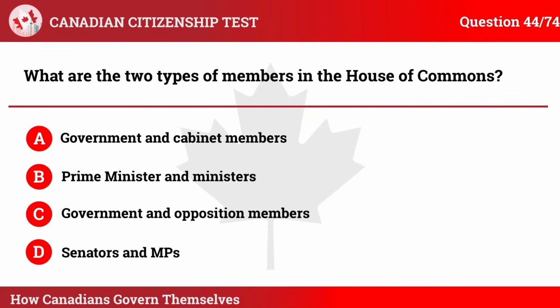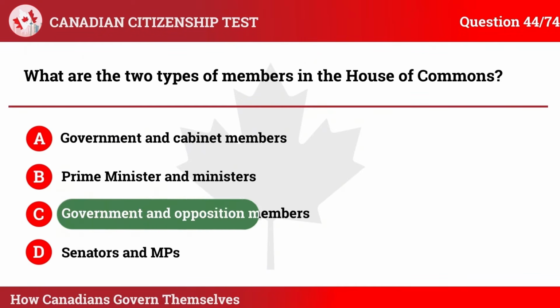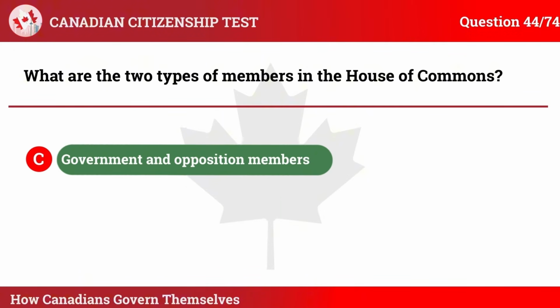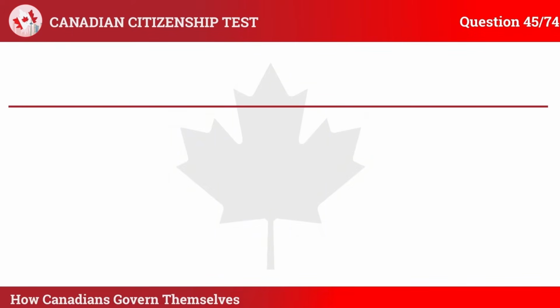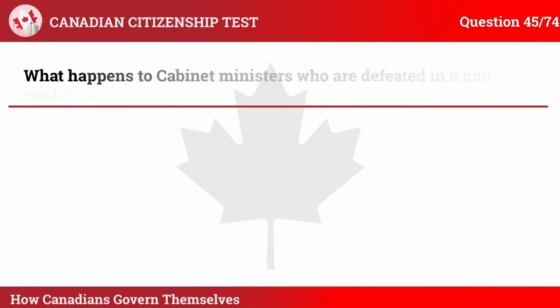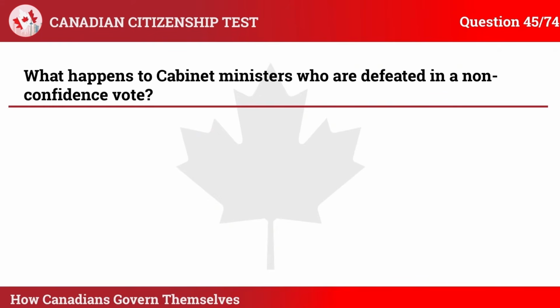The correct answer is C. Government and Opposition members. Explanation: The House of Commons has government members, the ruling party, and opposition members. Question 45. What happens to cabinet ministers who are defeated in a non-confidence vote?